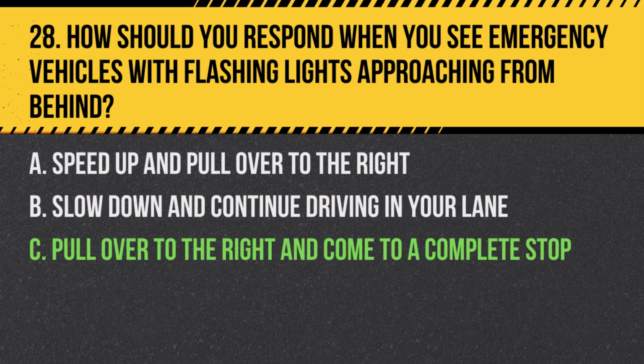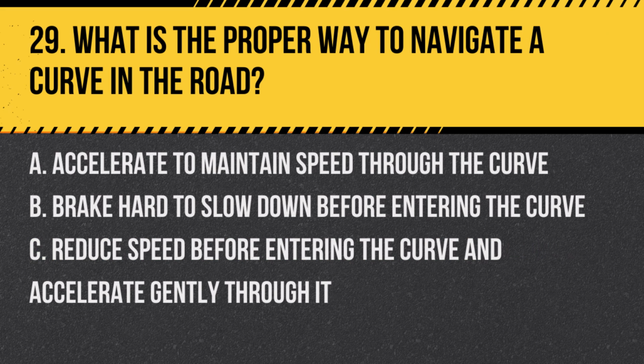When you see emergency vehicles with flashing lights approaching from behind, you should pull over to the right side of the road as soon as it is safe to do so and come to a complete stop, allowing the emergency vehicle to pass. Question 29. What is the proper way to navigate a curve in the road?